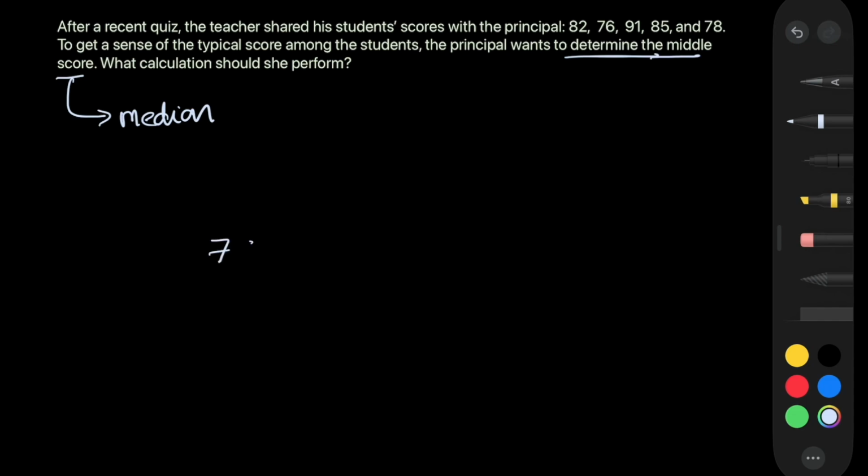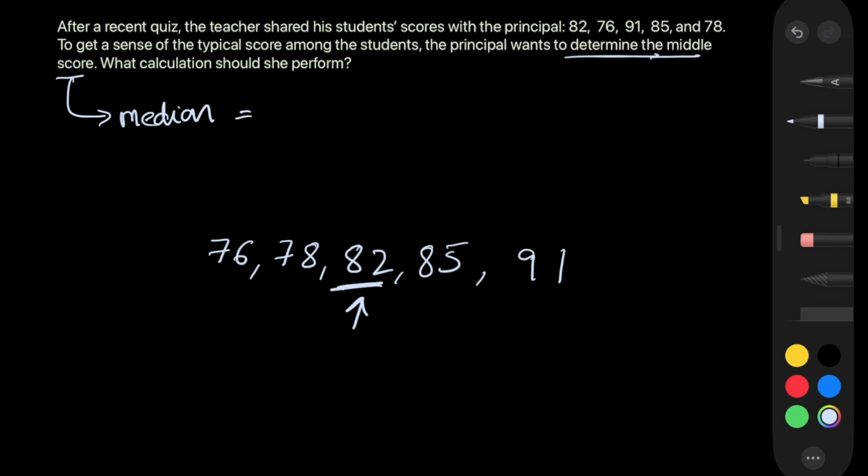So we have 76, 78, 82, 85, and 91. As you can see, there are 5 values in this data set. Since 5 is an odd number, the median is the middle value in this data set, which is 82. So the median of this data set is 82.